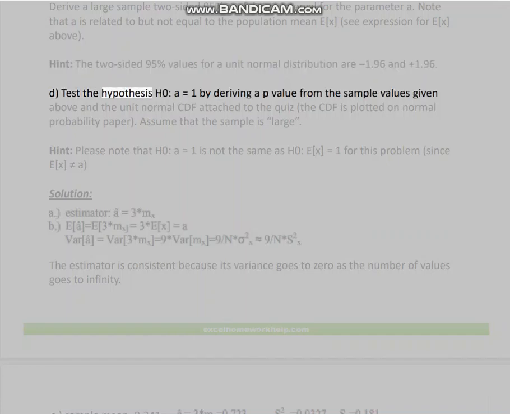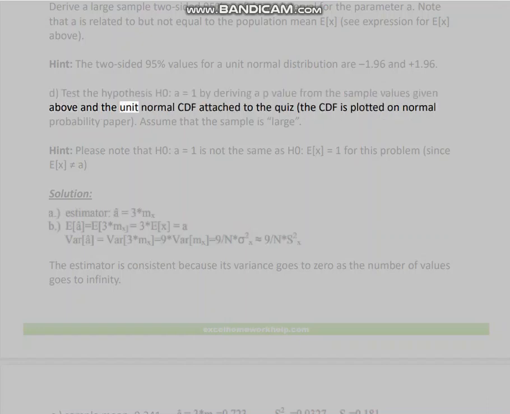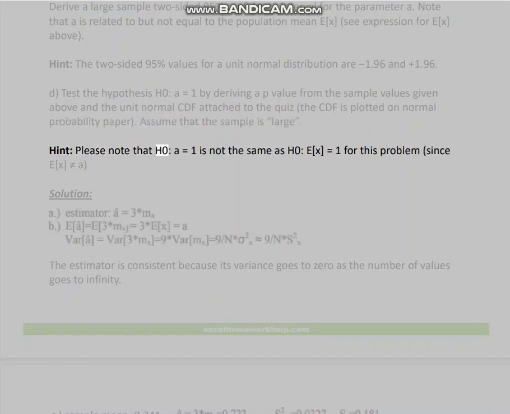D. Test the hypothesis H0: a equals 1 by deriving a p-value from the sample values given above and the unit normal CDF attached to the quiz. The CDF is plotted on normal probability paper. Assume that the sample is large. Hint: please note that H0: a equals 1 is not the same as H0: E[x] equals 1 for this problem, since E[x] is not equal to a. Solution.